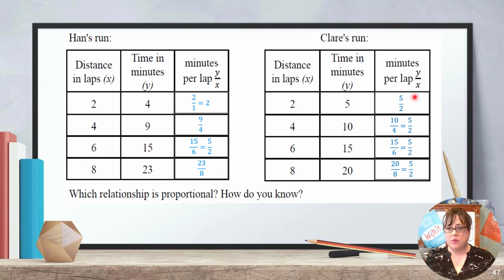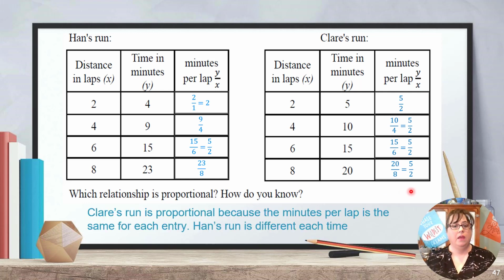But if we look at this one right here, these are all 5/2. Every one of Claire's runs was 5 minutes for 2 laps on every single time that we took a measurement. So Claire's run is proportional because K is the same. Every single entry was the same. Han's run was different every single time. In other words, Han did not run consistently, where Claire did. So Claire's run is proportional and Han's is not.